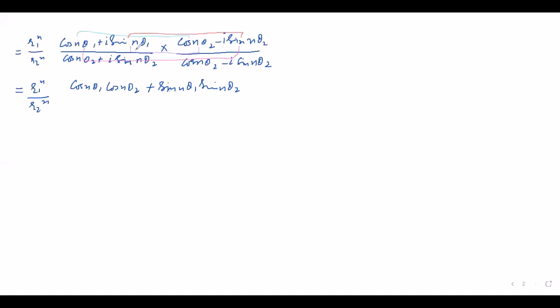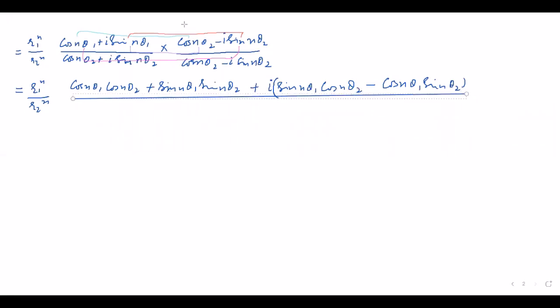Then I am going to write this result, iota sin n theta 1 cos n theta 2, with a positive sign. Then I'm going to write this result, cos n theta 1 into sin n theta 2 with minus iota. So I'm going to take iota common, and I'm going to put a negative sign here. And the result will be cos of n theta 1 sin of n theta 2. And then I need a line here for the fraction. Here it is.